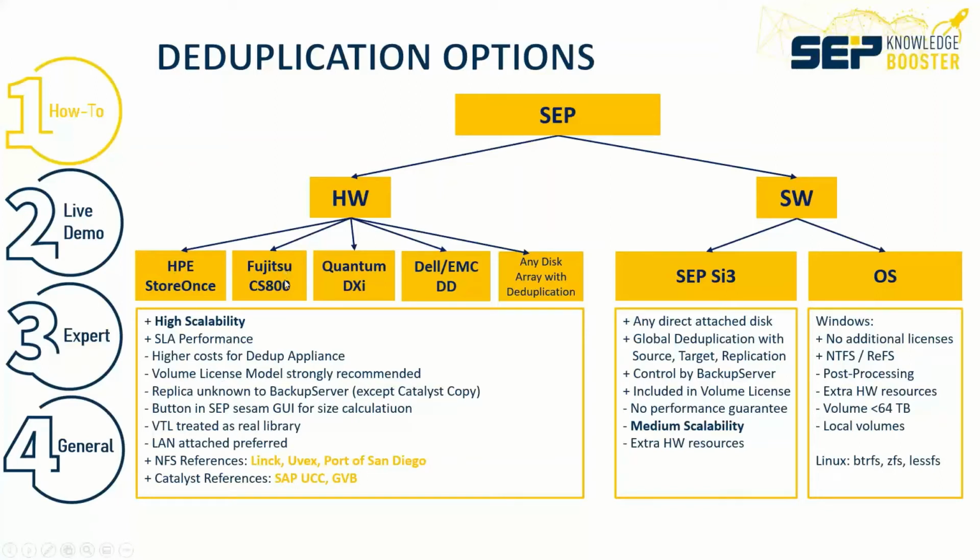If you do a replication and the dedup appliance itself is doing the replication, then the backup server has no knowledge of the replica. And you need some proprietary protocols. We will talk about this in a second, like the Catalyst copy. This can be triggered by the backup software, and then the backup software has knowledge about the replica. You can restore from the replica directly from the GUI of the backup software and so on. For all these deduplication appliances, we have a specific button in our GUI for the size calculation.